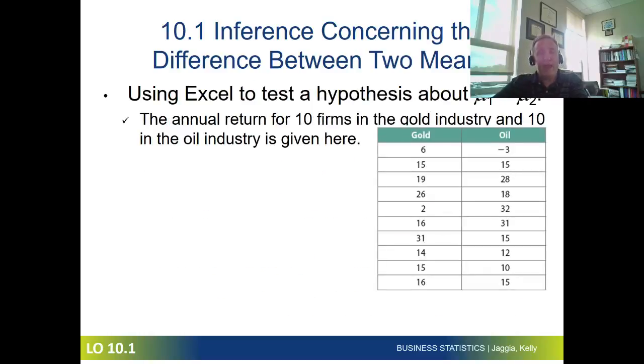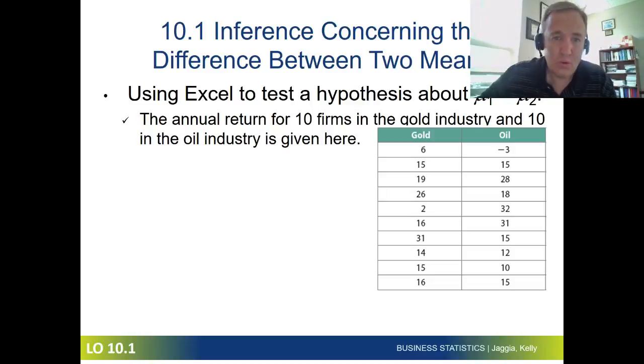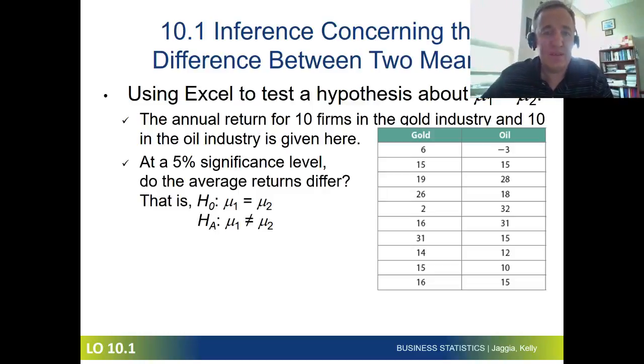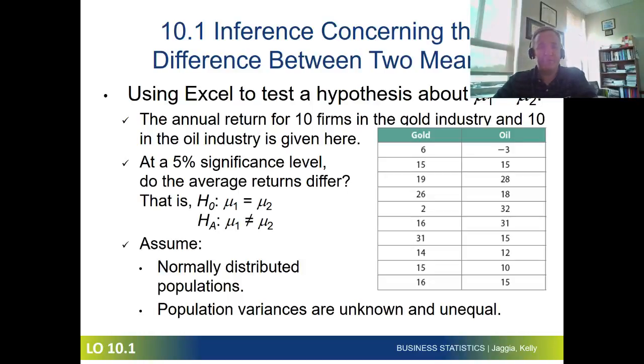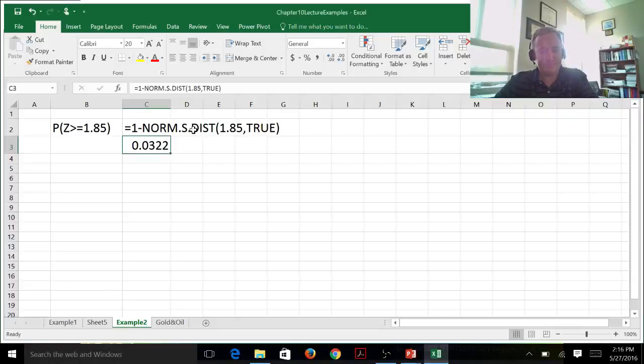Two means. How do you do it this way? We know the gold industry, we're looking for the annual return on these two values, and here are 10 observations. Is there a difference? 5%. Assume they're normal, assume the variances are unknown, assume they're unequal. Well, let's take a look at it.